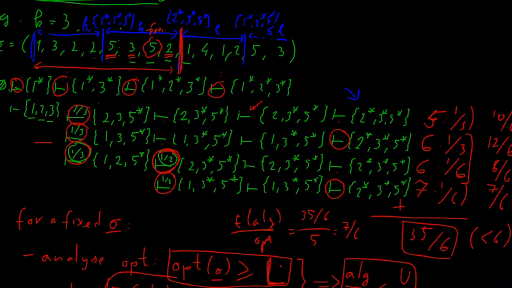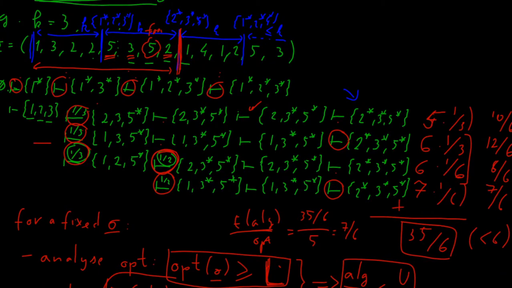Now, okay, so let's move back and I will just try to introduce a bunch of definitions. So i will be an index of a phase. It will index phases. So this is the first phase, this is the second, this is the third, and this is the fourth phase.